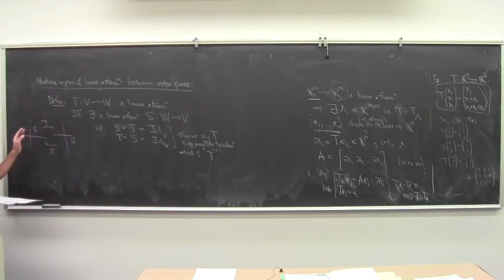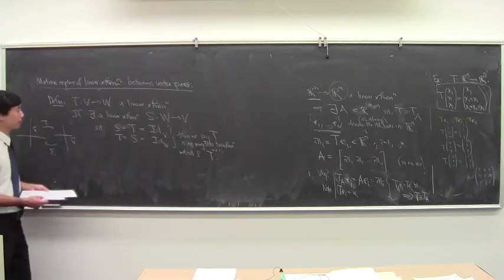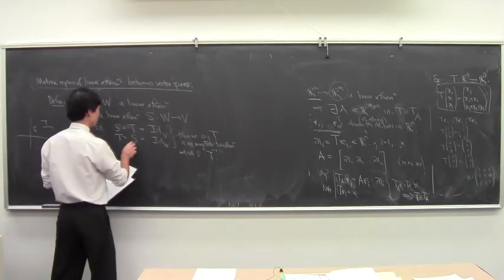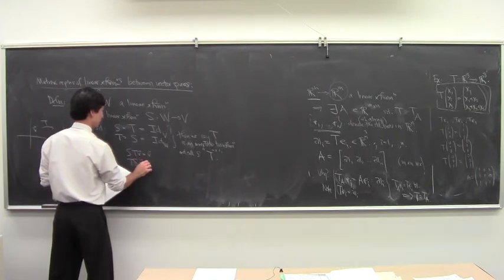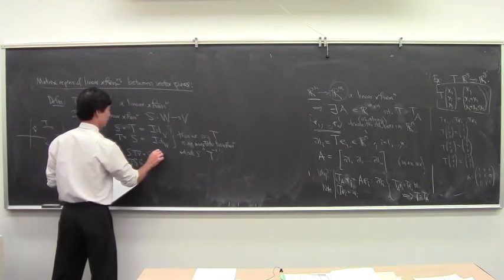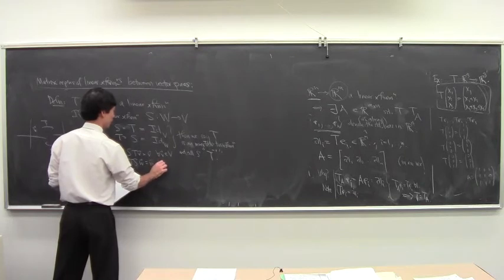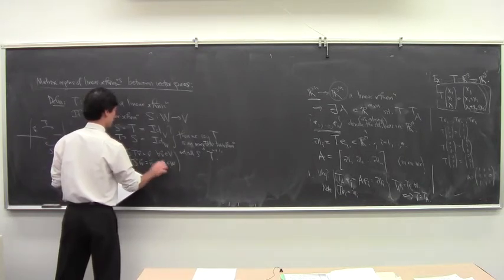By the identity of V, I mean that nothing happens. That is, you could just as well write it like this: S T V equals V, and T S W equals W, for all V in V, for all W in W. Same thing.